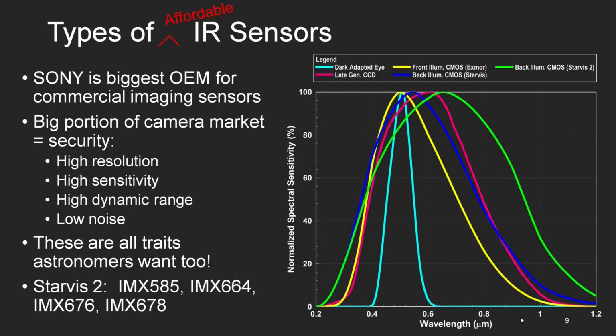There are a number of different Sony sensor models using the Starvis 2 technology, the most common being the 4 models listed here. Cameras made with these sensors start at around $300 Canadian. I have also included the spectral sensitivity of our dark adapted eye on this plot, in cyan, just to drive home how much more of the electromagnetic spectrum is available to us through the use of these sensors.